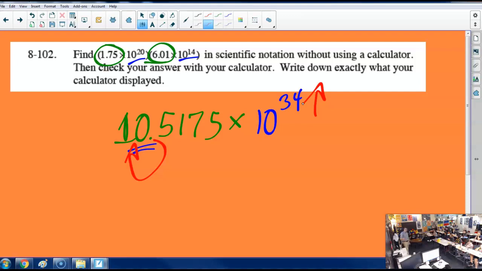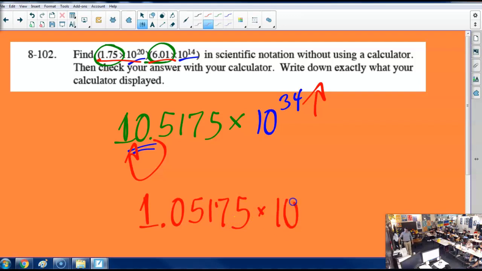Instead of wasting all that effort, I could just type this all in my calculator. If you type in 1.75, that button, to the 20th, times 6.01, that button, 14, you'll get the proper form of the answer, 1.05175 times 10 to the 35th. Or just add the exponents together. When you forget to click the right arrow, that doesn't actually get me to the right exponent.